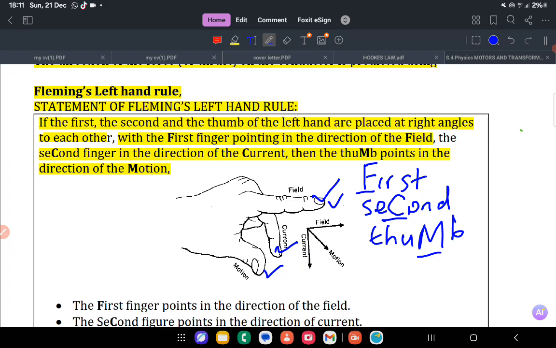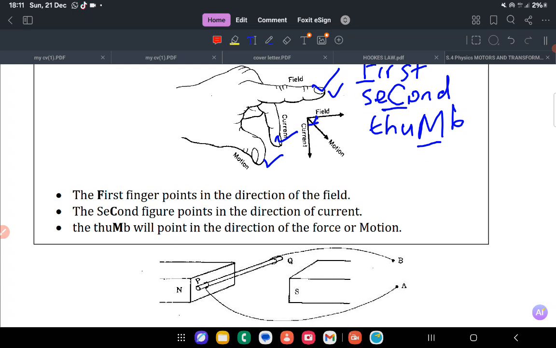So here we are saying that the first finger, the second finger, and the thumb are perpendicular to one another, like shown here. All right? So the first finger points in the direction of the field. The second finger points in the direction of the electric current, while the thumb points in the direction of movement of the wire in response to the force that the conductor experiences.